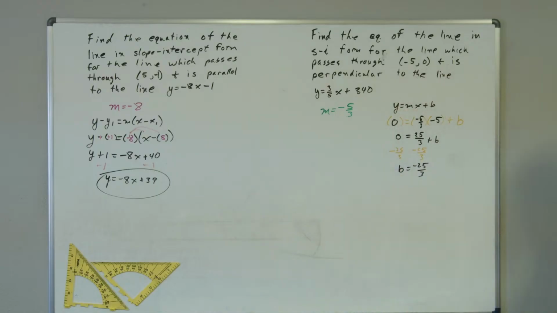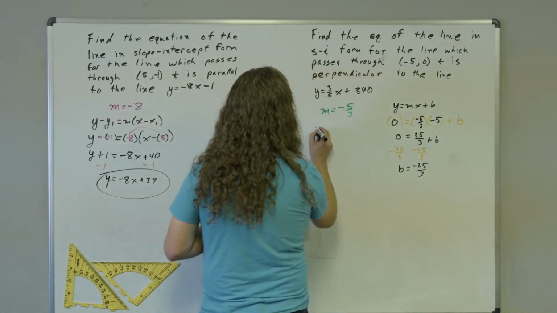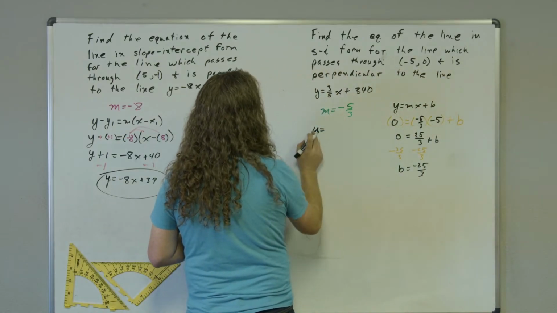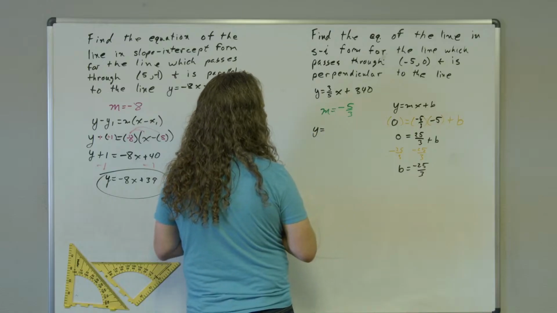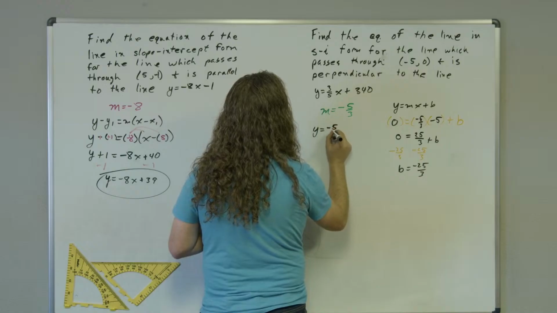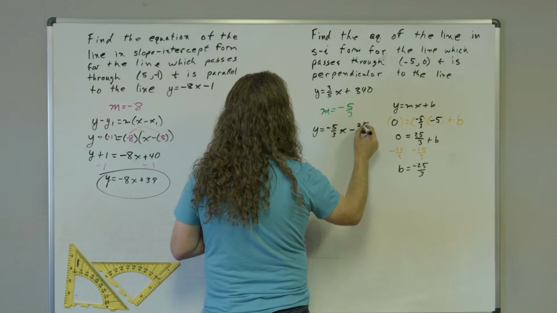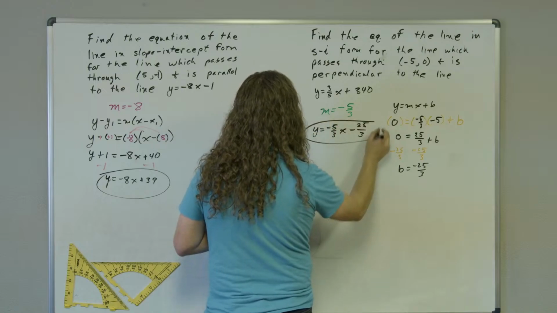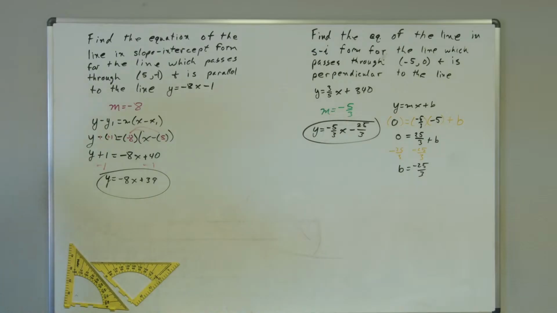Now what? Circle. Put it back in the equation. That's not what we're looking for. We put it back into the equation. So what am I going to write? y equals negative 5/3 x plus negative 25/3. Let's go. Good job, y'all. What else?